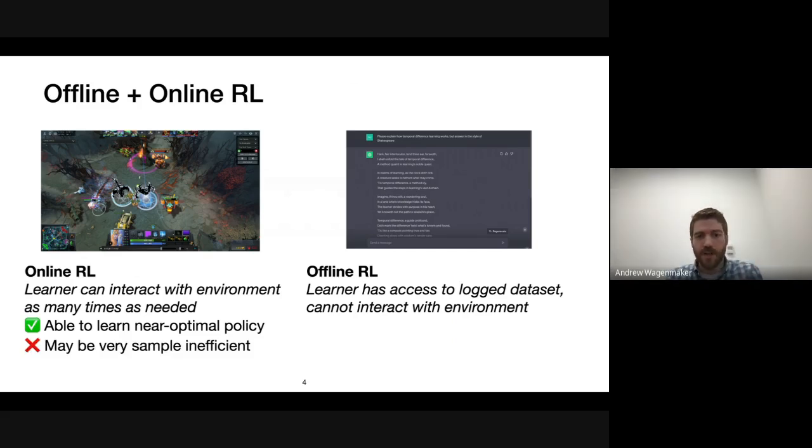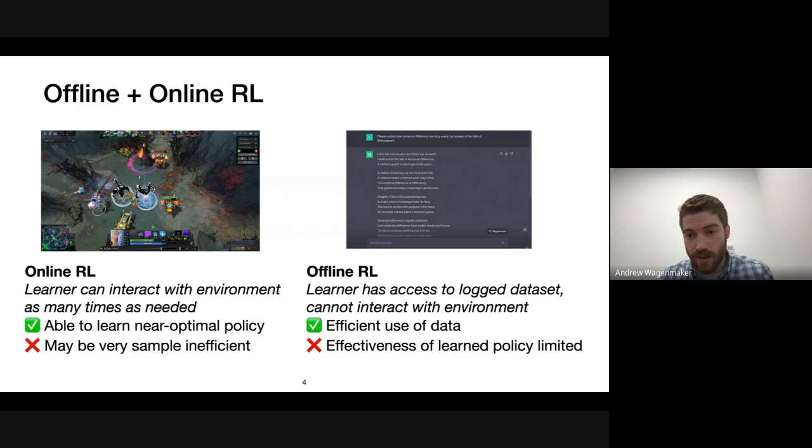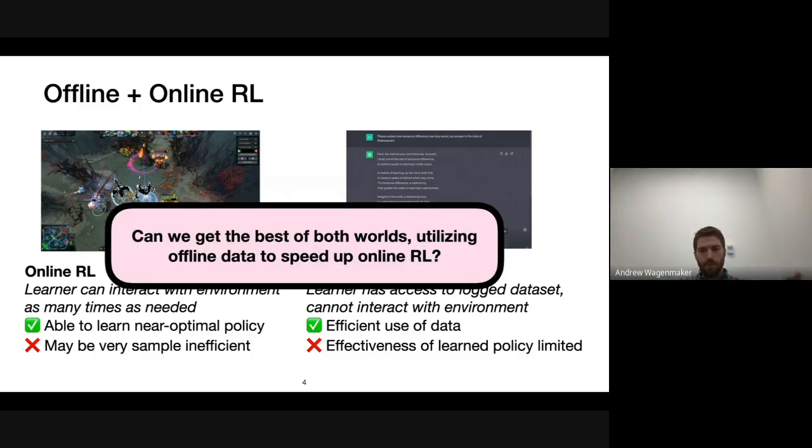The disadvantage is that, to do this, we require a huge amount of online interactions. Offline RL, on the other hand, can make use of large amounts of existing data. We don't have to go out and collect online data, which could be really expensive. But at the same time, we're limited in the effectiveness of the policy we can learn by these C-star coverage factors. So what we're interested in looking at in this work is: can we get the best of both worlds?